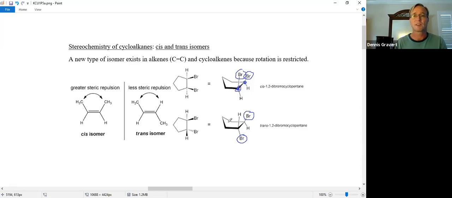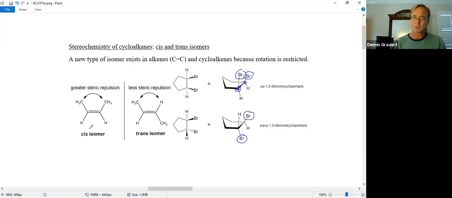You know what? This looks like a funky chair. Like this part is a seat, and that's the back of the chair, kind of reclining. And then this bromine's above the seat of the chair, and this bromine's below the seat of the chair. They're on opposite sides. And these two bromines are above the seat of the chair. They're on the same side.